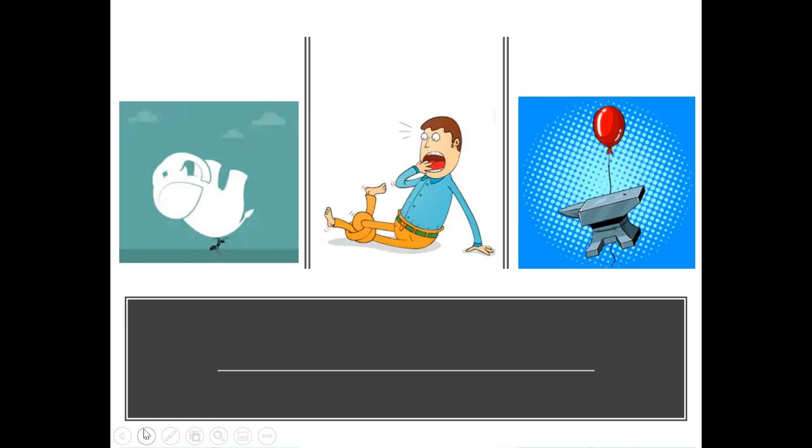They all show something that is impossible. It is impossible for an ant to carry an elephant. It is impossible to tie your legs like that in a knot. And it is impossible for that small balloon to lift such a heavy weight.